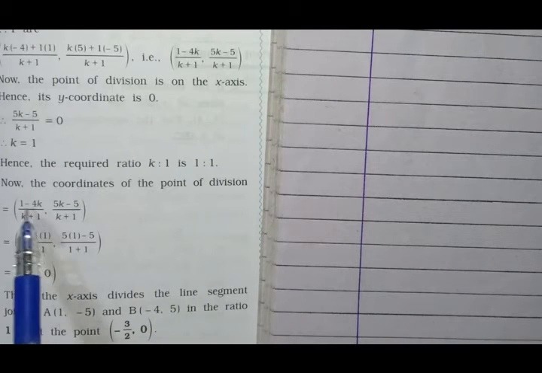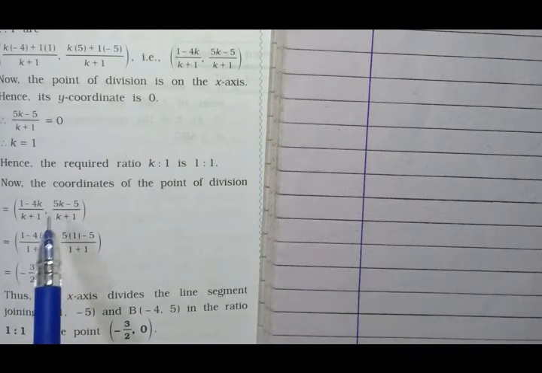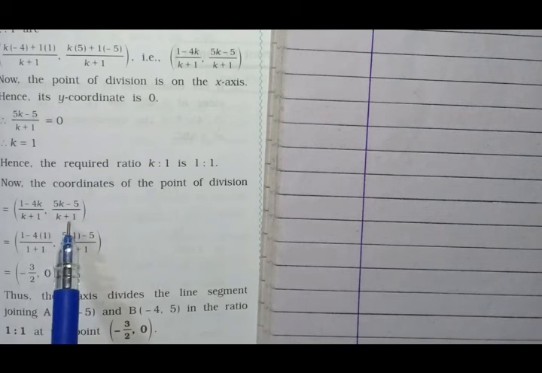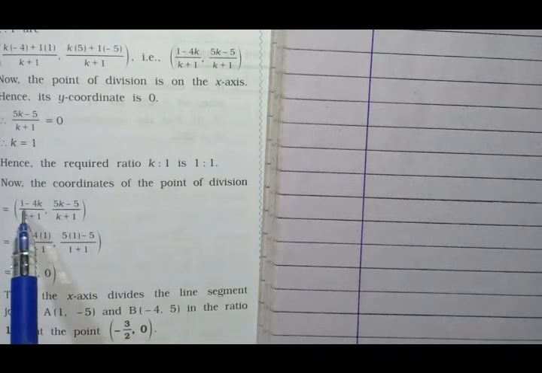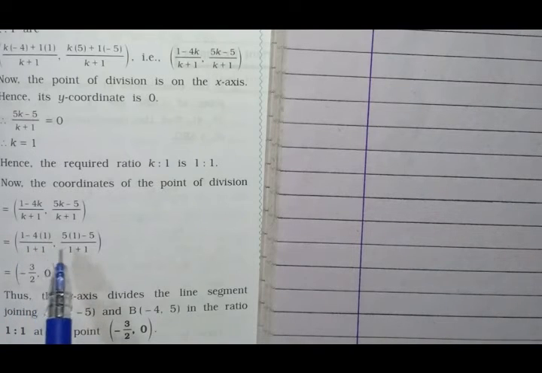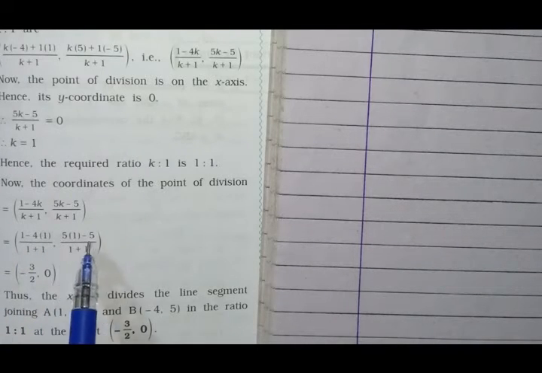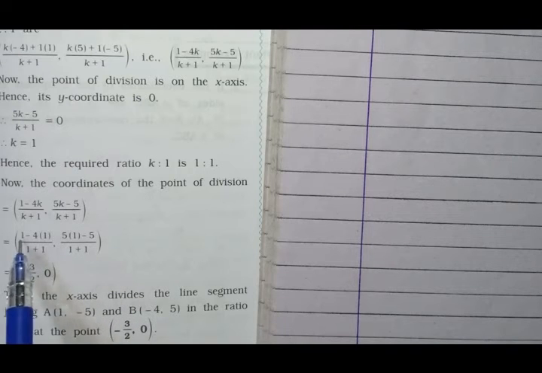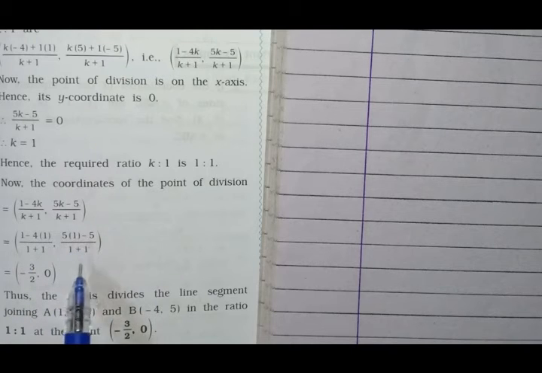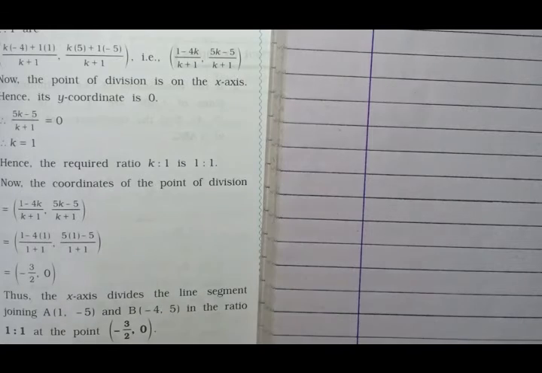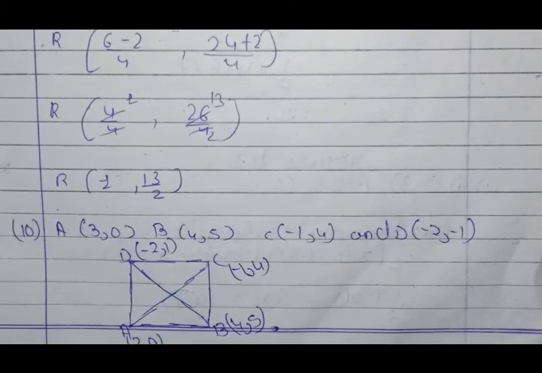So now the coordinate of the point of division is (1 - 4k)/(k+1), (5k-5)/(k+1). Put the value of k = 1 here. So (1 - 4 into 1)/(1+1), (5 into 1 - 5)/(1+1). 1 minus 4 is -3, divided by 2. 5 minus 5 is 0, divided by 2 is 0. So the x-axis divides the line segment joining A(1, -5) and B(-4, 5) in the ratio 1:1 at the point (-3/2, 0).